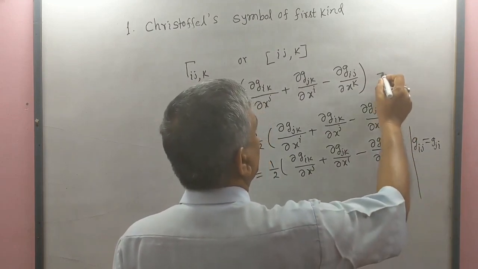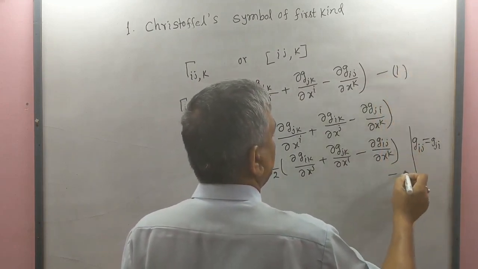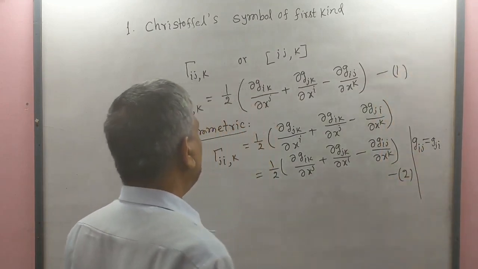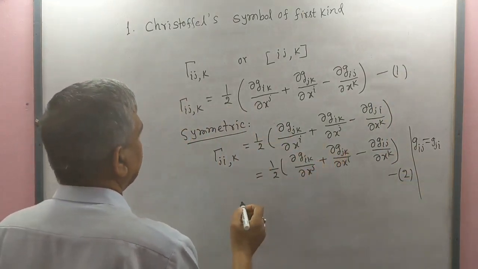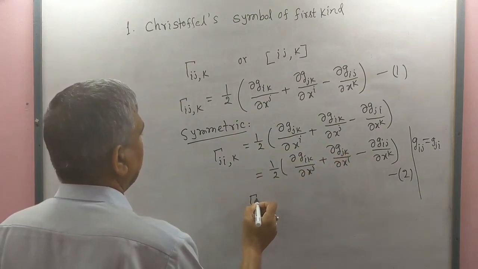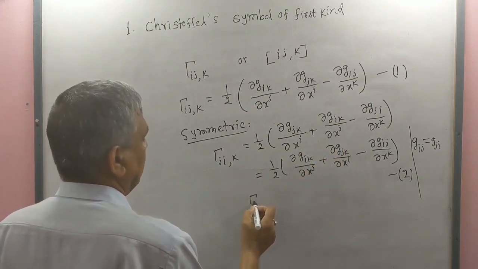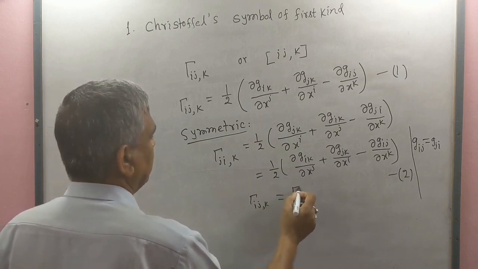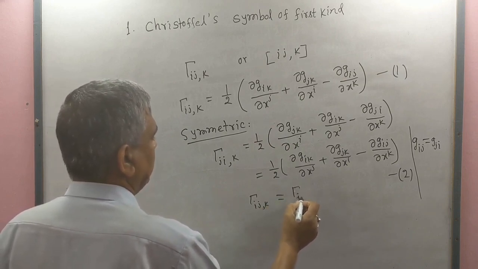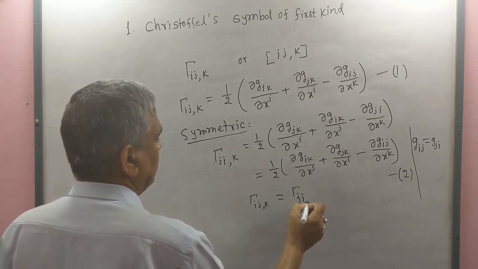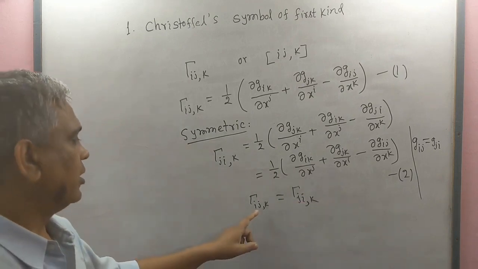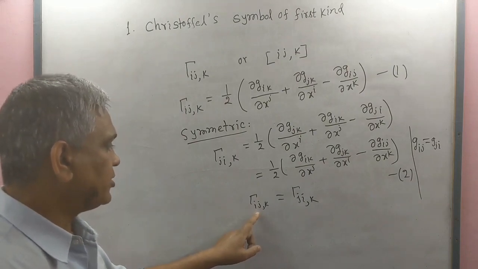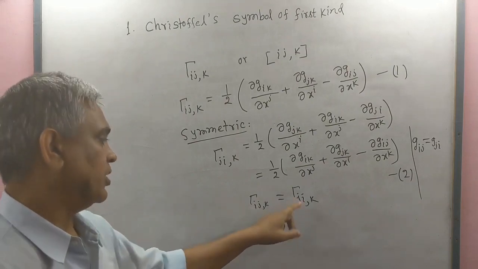This is number 1 and this is number 2. From 1 and 2 we get that the right sides are equal, therefore the left sides are equal: gamma ijk equal to gamma jik. So it is proved that Christoffel symbol of first kind is symmetric. Here ij, here ji.